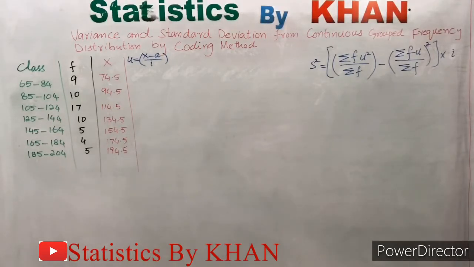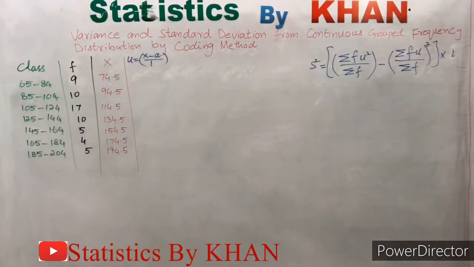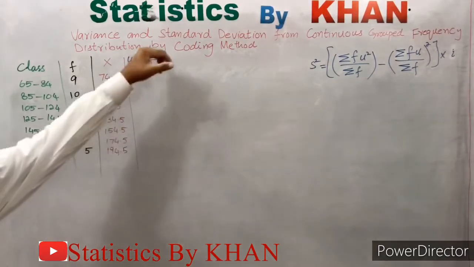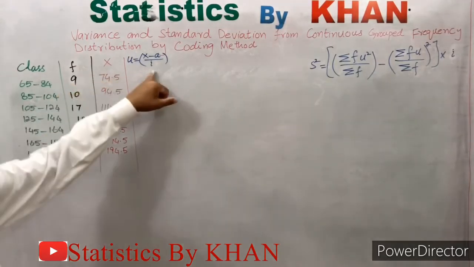Now simply what does u show? u shows that a will be subtracted from each value of x and then that result will be divided by i. Now what is a and what is i? a is the arbitrary mean. Arbitrary mean is also called provisional mean. And what is i? i is the class interval.